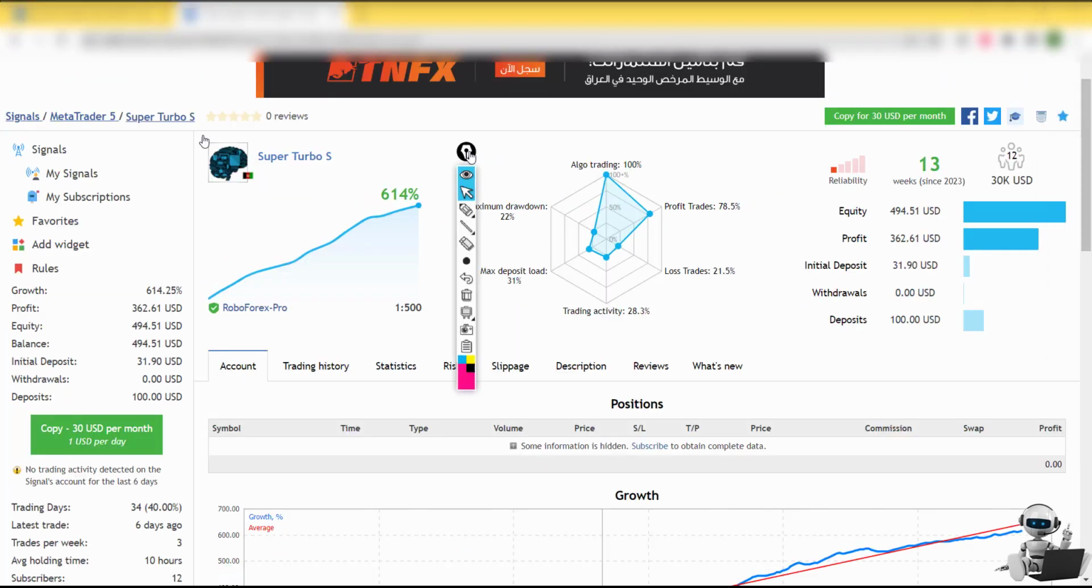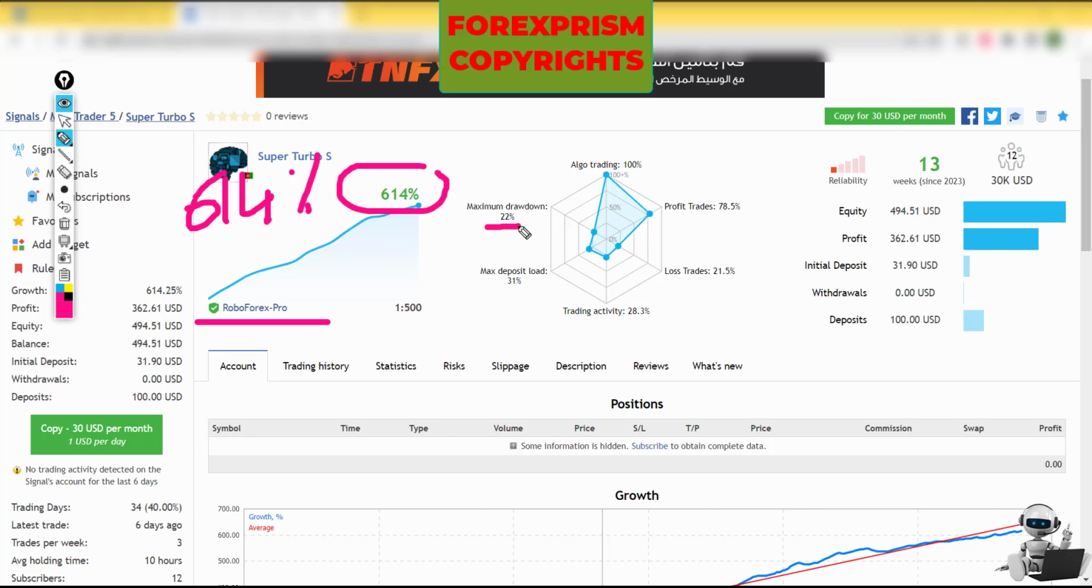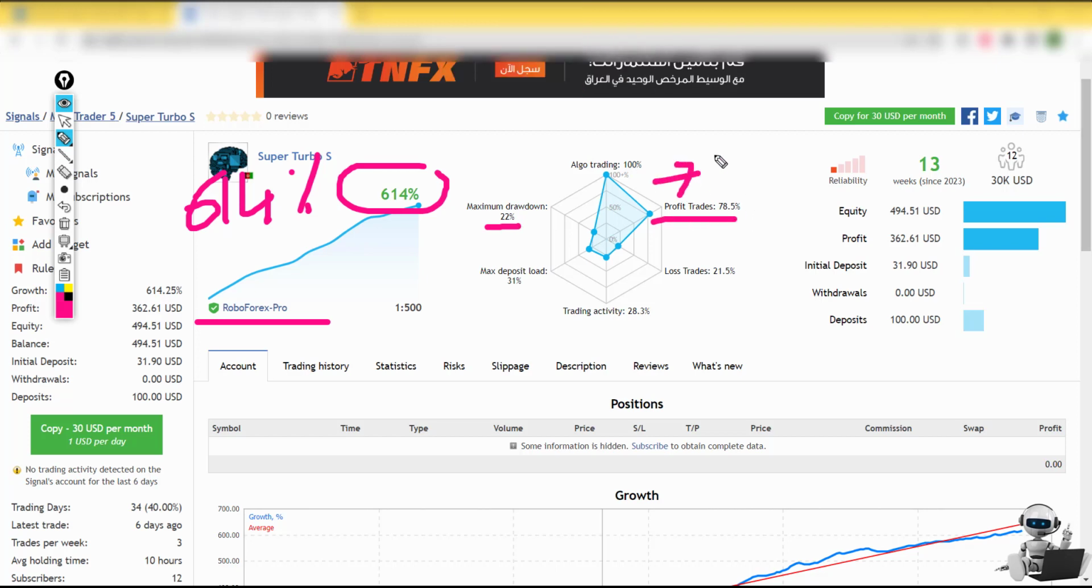So for the reliability of the EA, now we can see on the live account, yes, using this EA on RoboForex broker, the gain is insane. It is 640% gain and maximum drawdown is only 22%. So you can see there is a massive gain, and not only that, the accuracy for this EA is high, 78% in comparison to 21%.